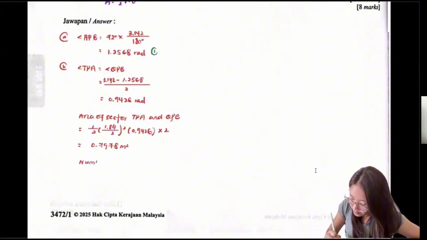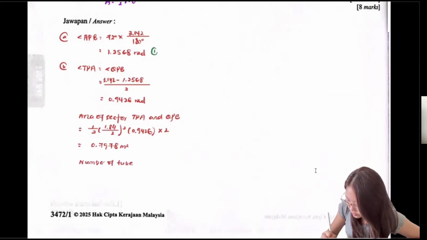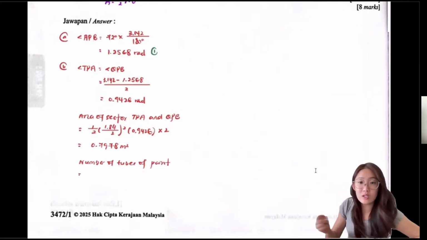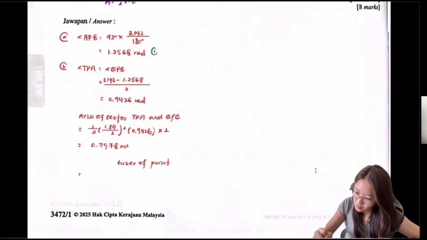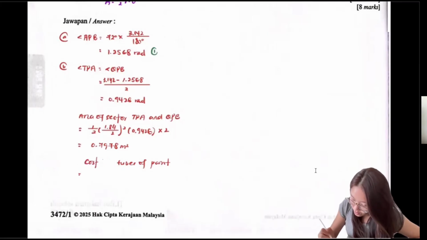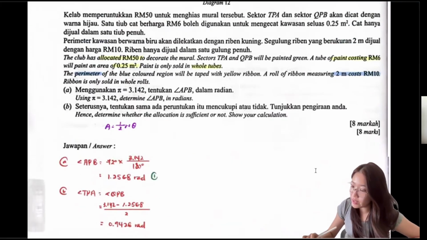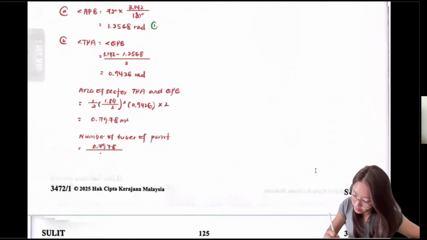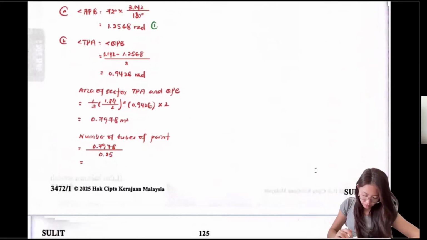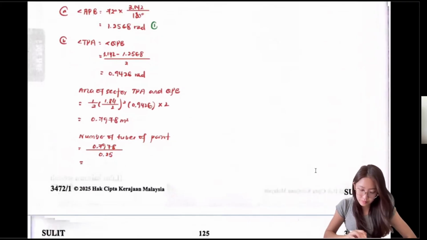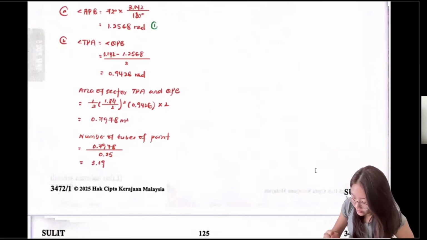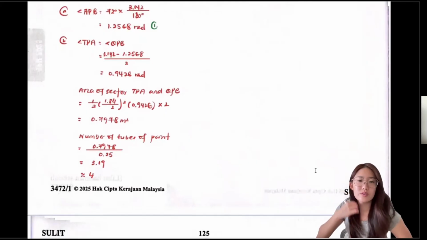Okay, and then number of tubes of paint. Or you can write the cost. Never mind, I just write number first. 0.7978 is what we need to paint. And one tube of paint can cover 0.25 meters square. So you divide by 0.25. You are getting 3.19. So you need 4 tubes.